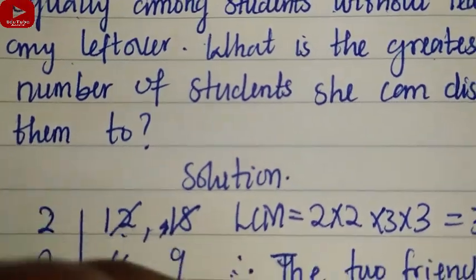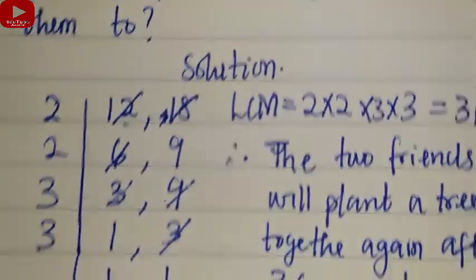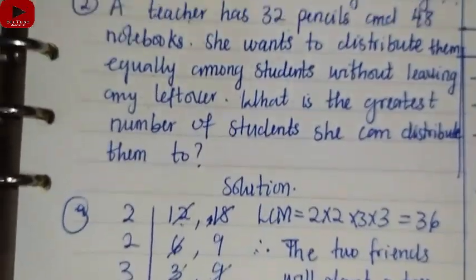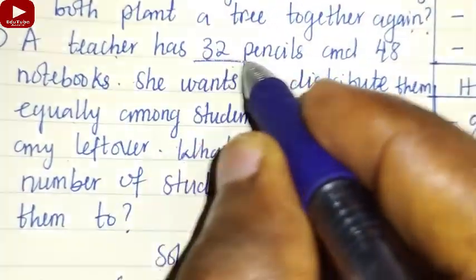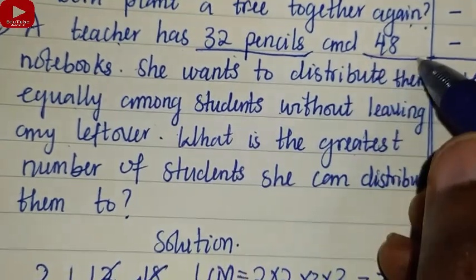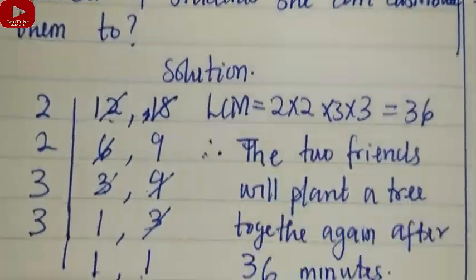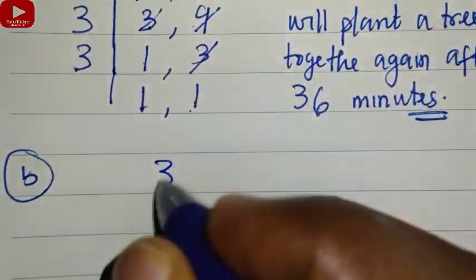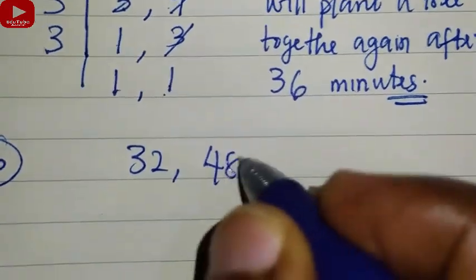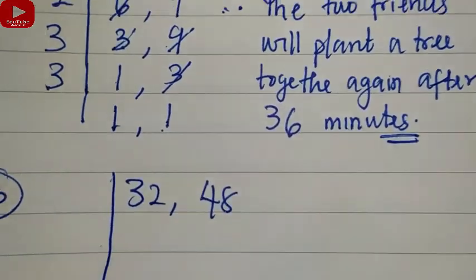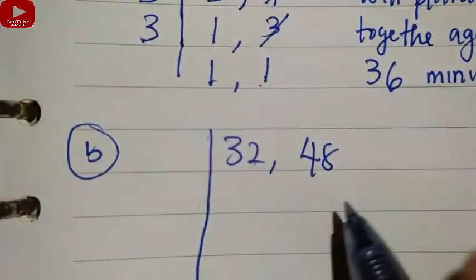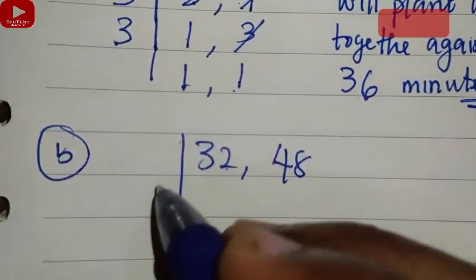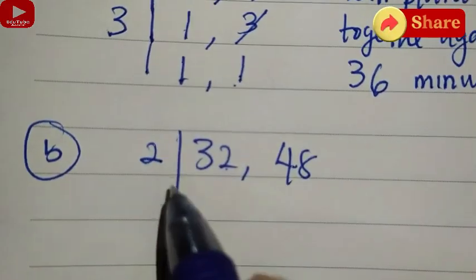HCF of 32 pencils and 48 notebooks. So I'm going to use prime factorization. So 32 and 48. What's the common factor that can divide the two numbers all at the same time without any remainder? And that number is 2. The prime factor is 2.